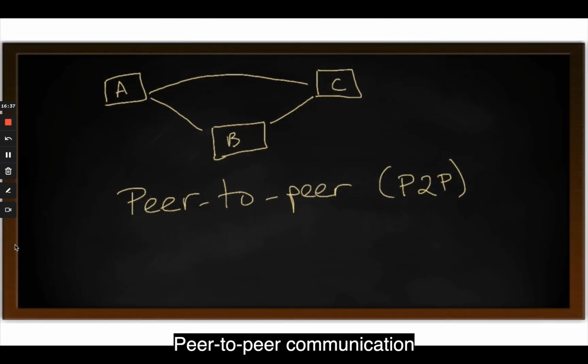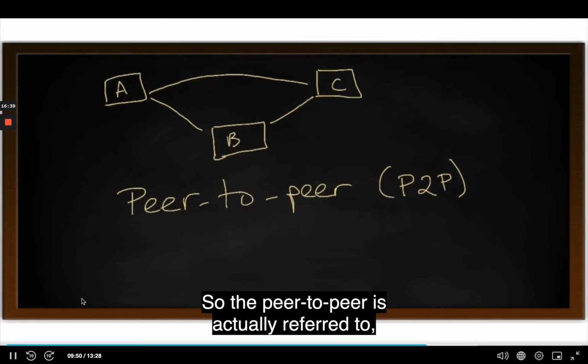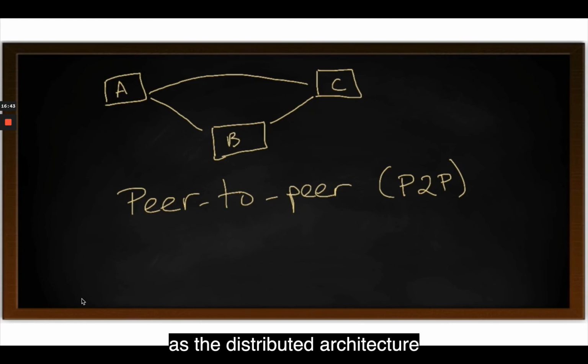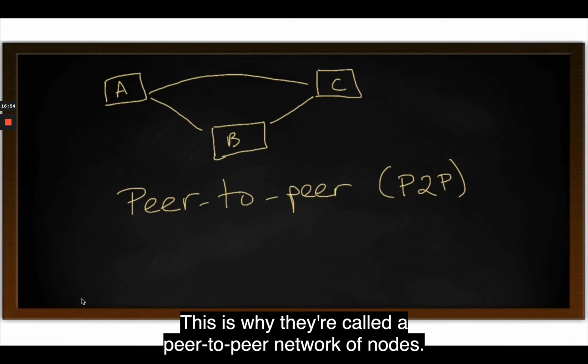Peer-to-peer communication also presents some security challenges, right? So the peer-to-peer is referred to as the distributed architecture that divides tasks between participants computing peers, right? In a peer-to-peer network, the peers are equally privileged, right? This is why they are called a peer-to-peer network of nodes.